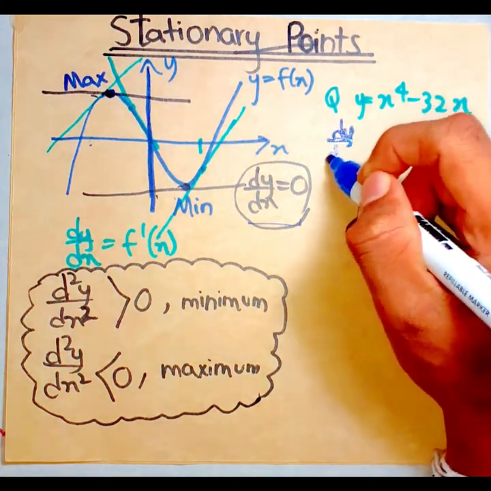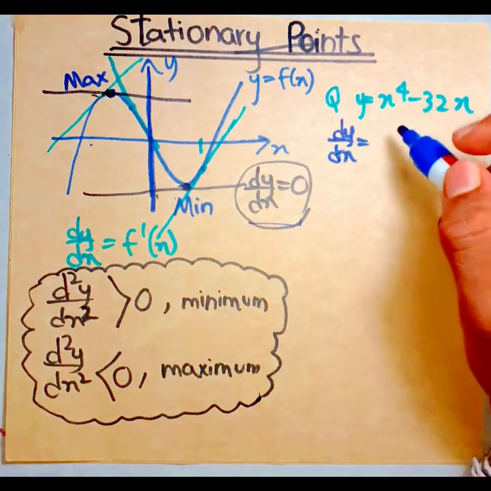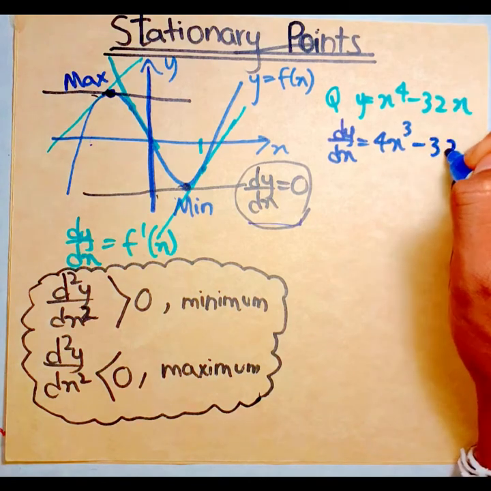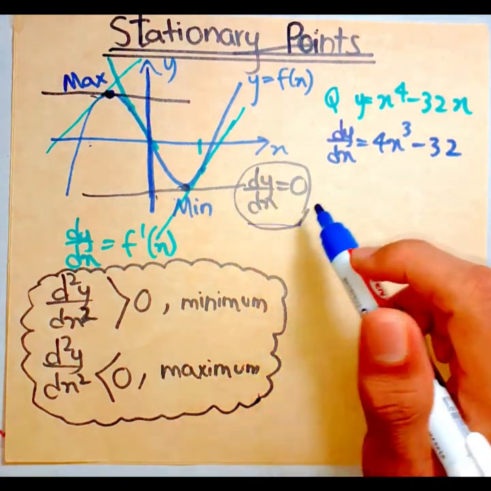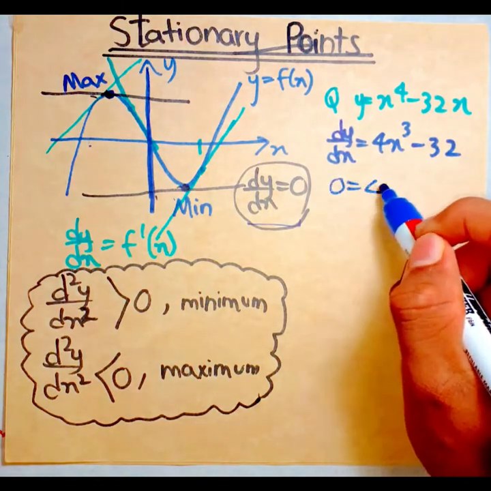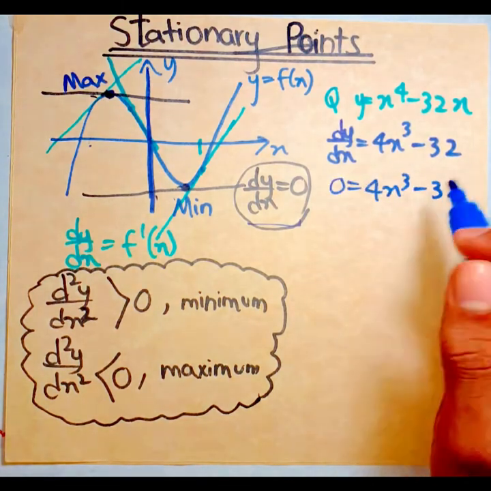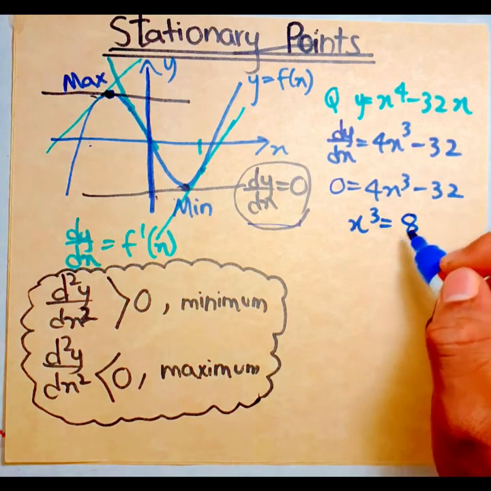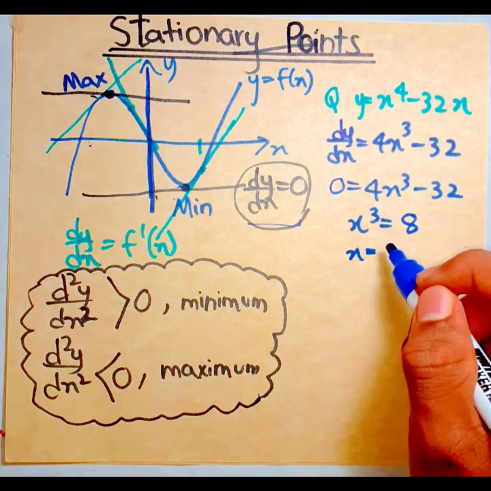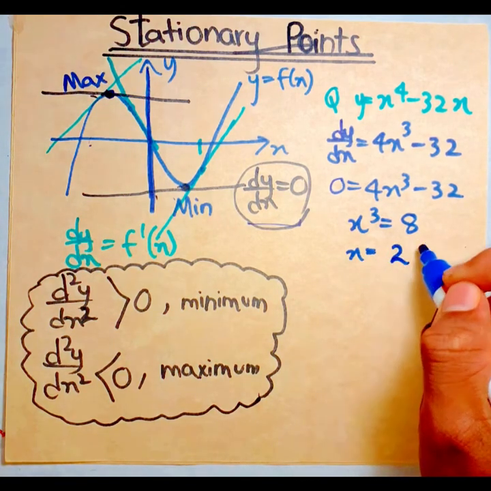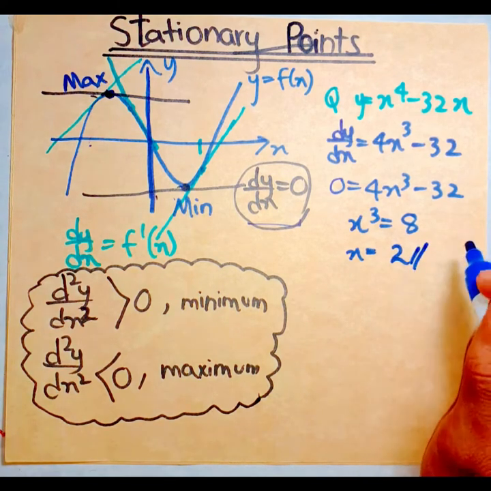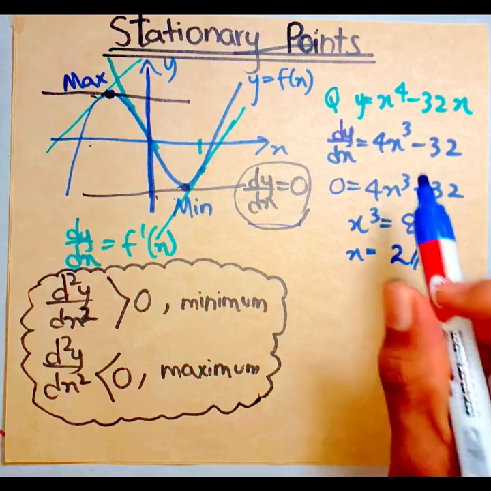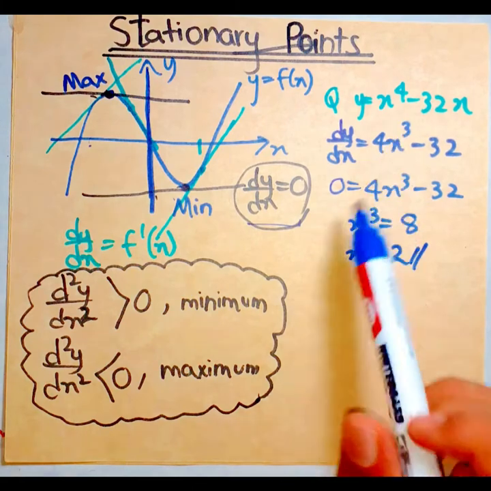So now we'll find dy by dx, which is equal to, when you differentiate x to the power 4, 4x to the power 3, and for minus 32x, it's going to be minus 32. Now we use this rule, dy by dx is equal to 0, so 0 equals 4x cubed minus 32. If you simplify this, x cubed is going to be 32 divided by 4, which is 8, and x is equal to 2. So when x is equal to 2, there is a turning point in this graph.